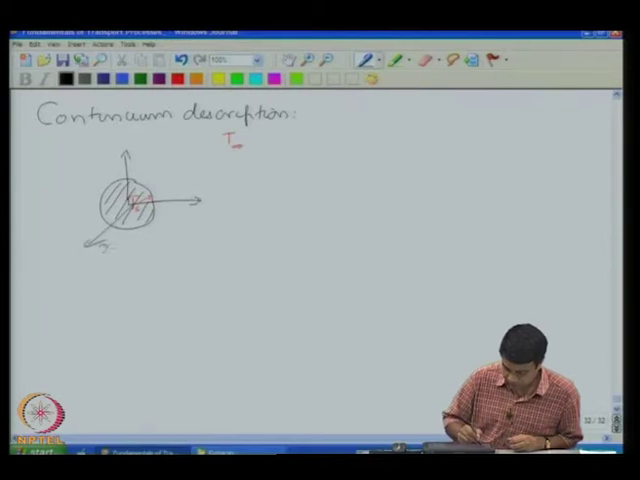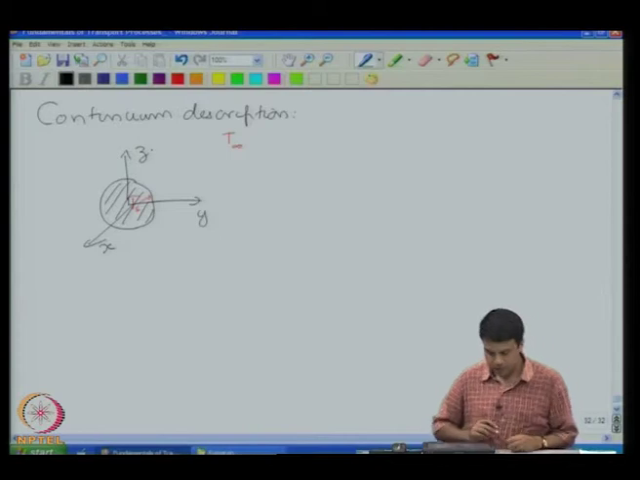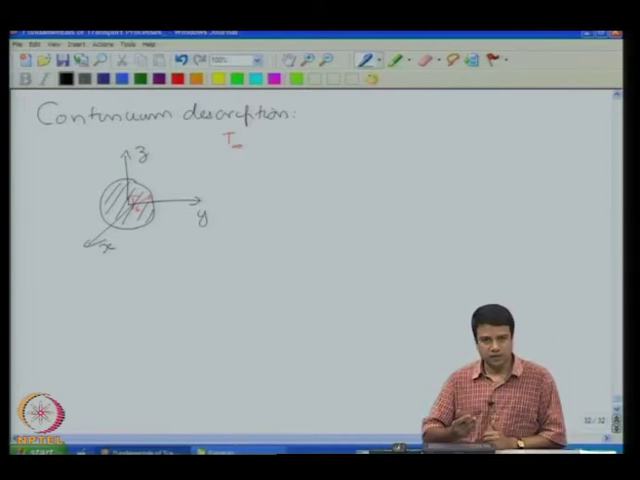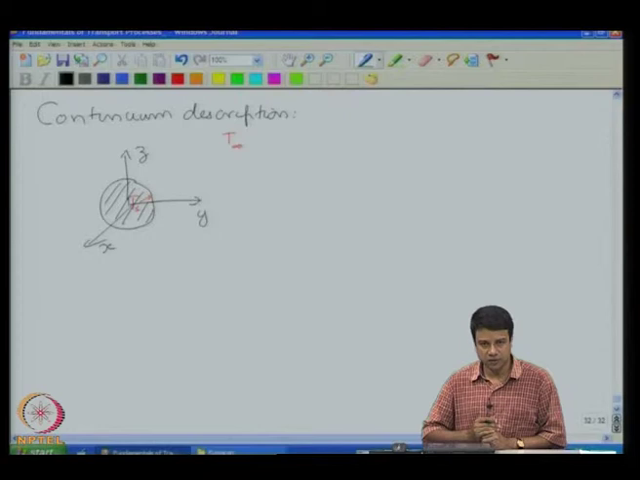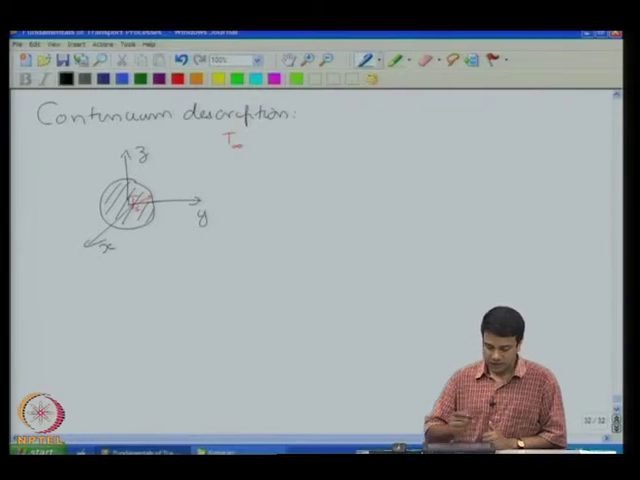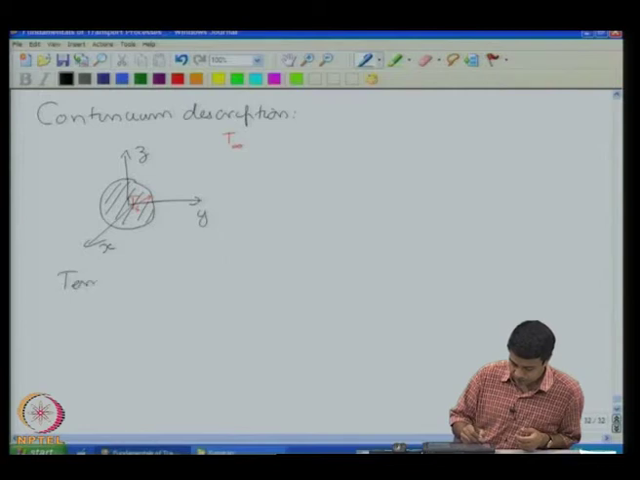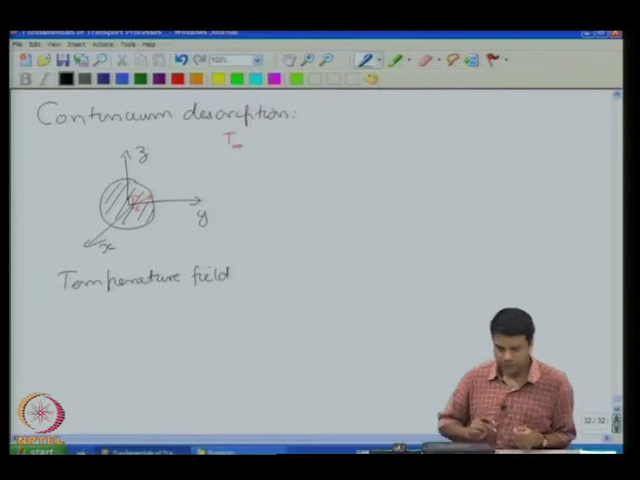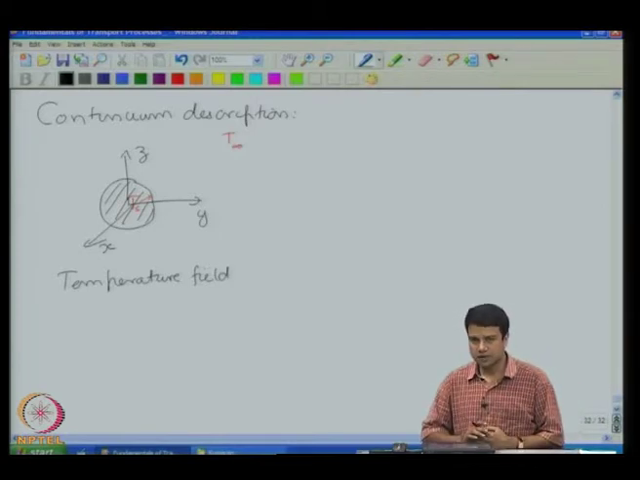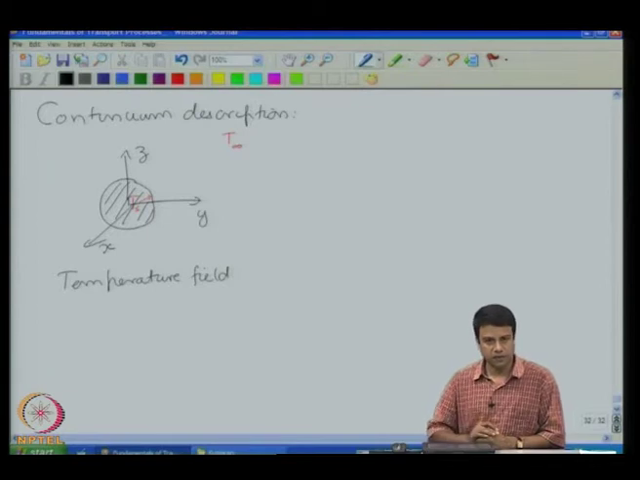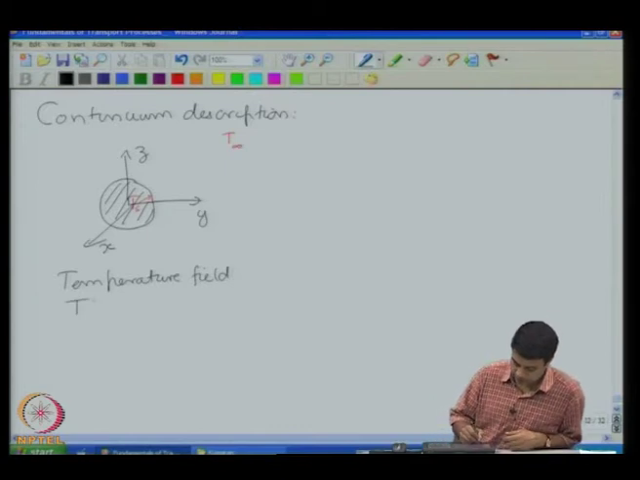a coordinate system. Okay. The way that I have written it, the coordinate x is coming out of the screen towards you, and y and z are in the plane. Okay. So, this is a 3-dimensional coordinate system. Okay. And we will define a temperature field as a continuously varying function throughout the domain. Okay. So, we define T as a function of x, y and z.